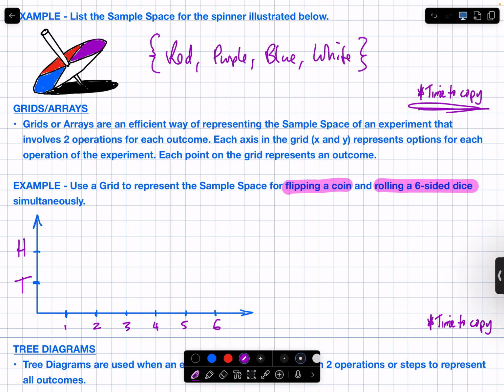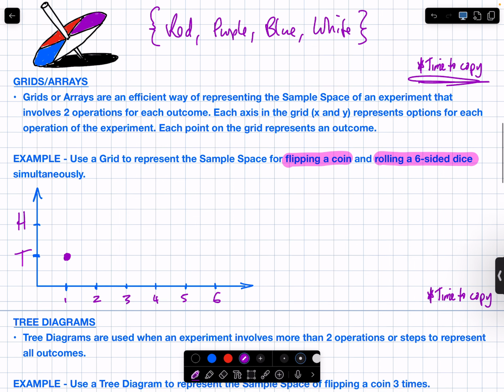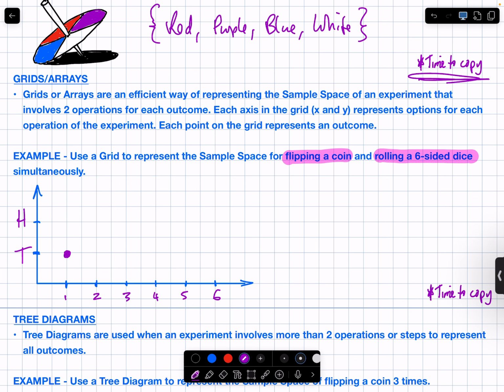What do the dots represent? What does this dot that I have just drawn represent happening in that experiment? I flipped a and I rolled a. Good. What does this one represent? Flipped a, rolled a. Good. So how many dots should there be here? I've only done 2. More than 6. Because there's 2 options for each one of the numbers. There should be 12, okay?